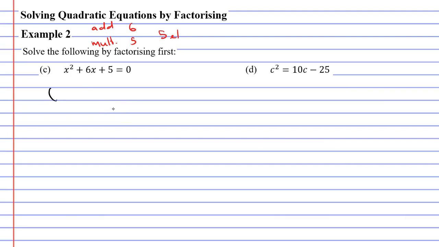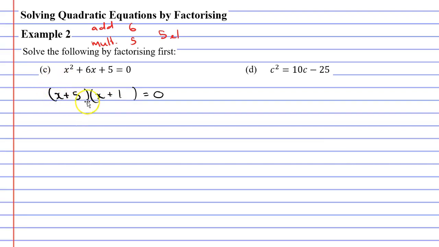We then write down two sets of brackets. Now this monic quadratic has the pronumeral x, so we're going to have x as the first term in each set of brackets, and we've got a positive 5 and a positive 1. So we're going to write x plus 5, x plus 1, and this will equal 0. Now we're going to have two solutions, and we just focus on each set of brackets separately, trying to make the brackets equal to 0.